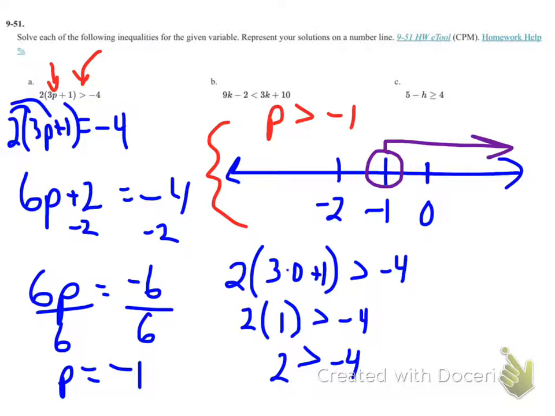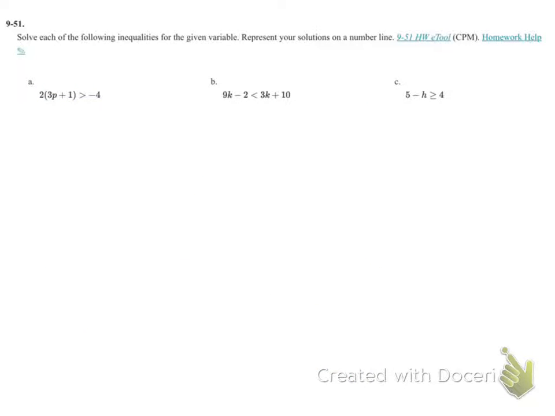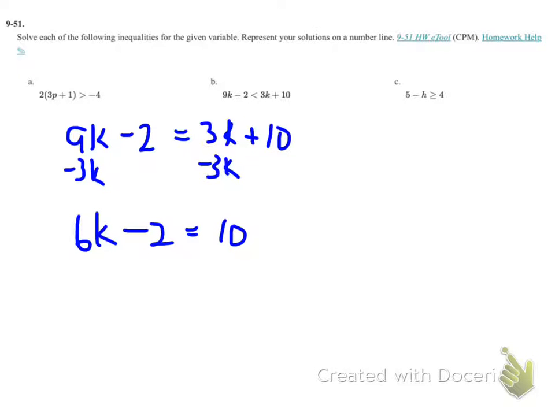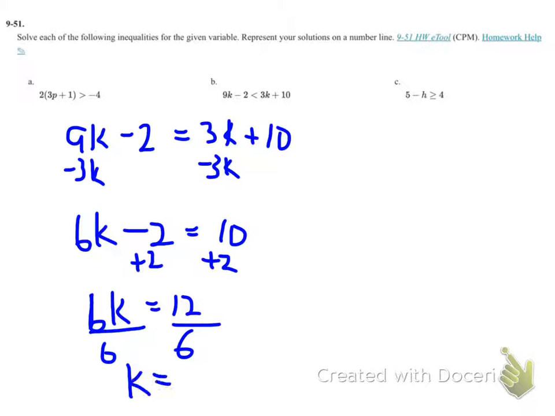I'm going to do the same thing for problem B. Finding my boundary point, I'm going to make it an equal symbol. 9k minus 2 equals 3k plus 10. I'm going to move the 3k to the other side by subtracting it. 6k minus 2 equals 10. Add the 2, and 6k equals 12, and then dividing by 6 gives me k equals 2. So now 2 is my boundary point.